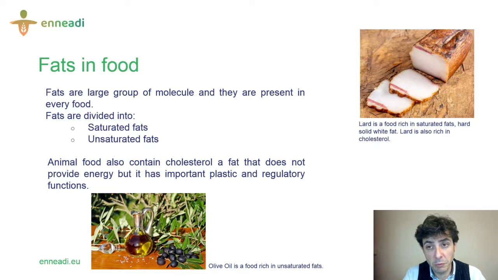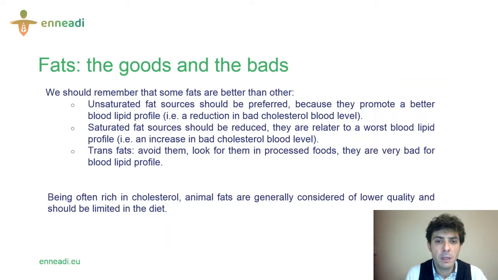It is present in foods, but it is also produced by our body, and it is extremely important to keep it under control, because some cholesterol is needed. Too much cholesterol is a risk for developing cardiovascular diseases. So you already understood that we probably have some fats that are better than others. Usually unsaturated fats are considered better fats than saturated fats because they promote a good blood lipid profile, they usually reduce blood cholesterol. On the contrary, saturated fats, well, they should be reduced in the diet.